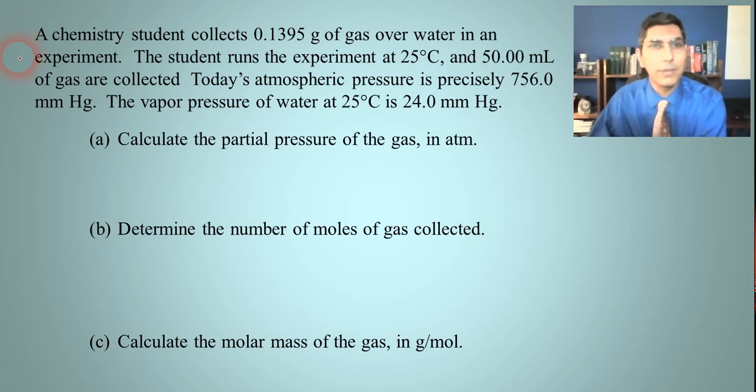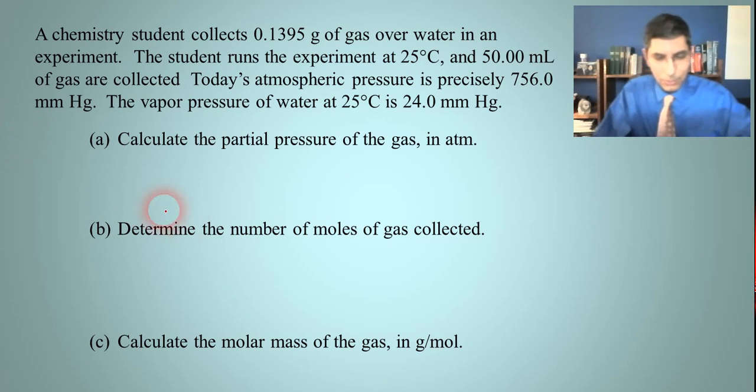The student runs the experiment at 25 degrees Celsius, and 50 milliliters of gas are collected. Today's atmospheric pressure is precisely 756 millimeters of mercury. The vapor pressure of water at 25 degrees Celsius is 24 millimeters of mercury. So do you understand what's happening in this laboratory question?